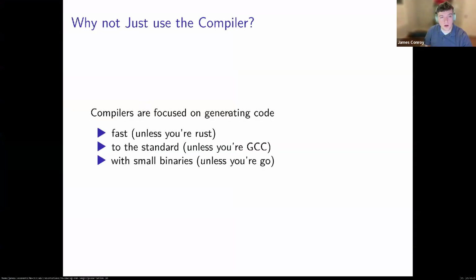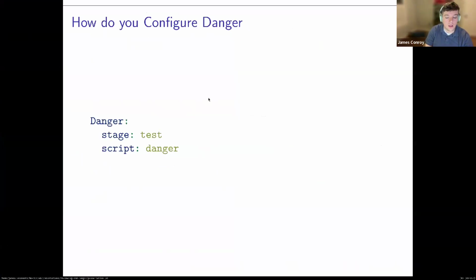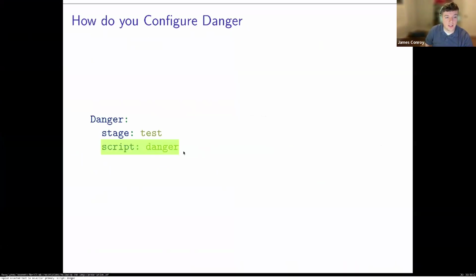So if we go to here, the script can be as simple as just danger. And then all that is captured in your GitLab logs. It can also generate artifacts and stuff that can be uploaded and made available to subsequent jobs in your pipeline.